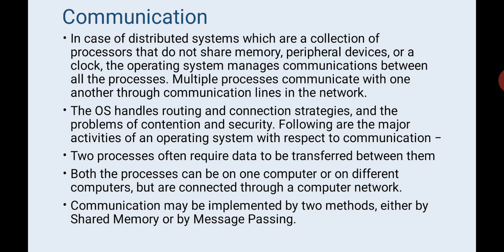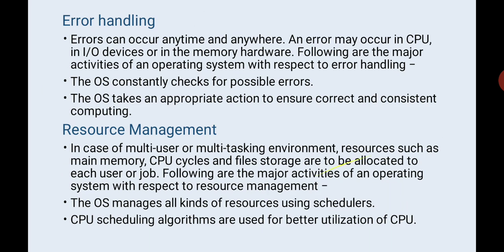Two processes often require data to be transferred between them. Both the processes can be on one computer or on different computers, but connected through a computer network. So communication may be implemented by two methods, either by shared memory or by message passing.